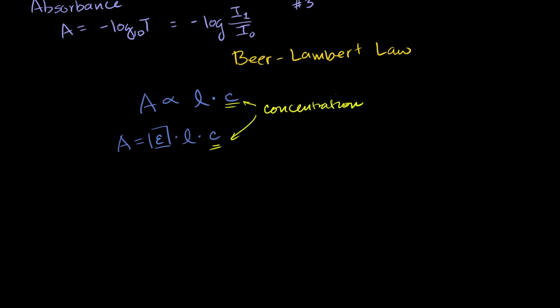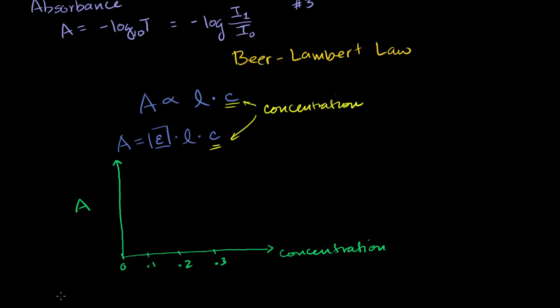if you have something of a known concentration, let me draw it right here. So let's say we have an axis right here, and over here I'm measuring concentration. This is our concentration axis, and we're measuring it as molarity. And let's say the molarity starts at 0. It goes, I don't know, 0.1, 0.2, 0.3, so on and so forth. And over here, on the vertical axis, you measure absorbance.